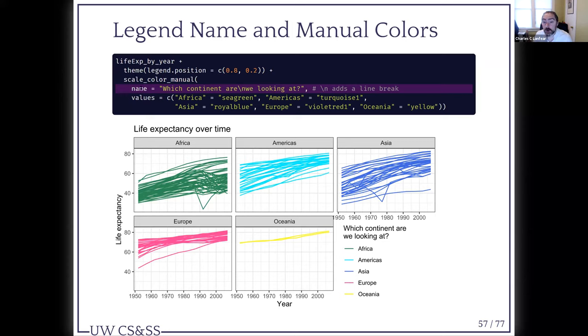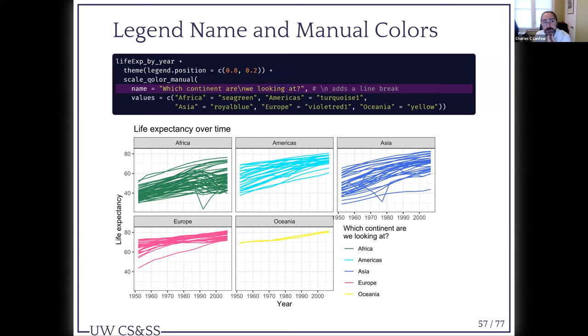In scales, you can also change the name displayed on the legend. I said the name of the legend should be "which continent are we looking at", which generates that as the name of the legend. Backslash n here is a line break. So it says "which continent are" on the first line, line break, "we looking at" there. It's a way to add in line breaks in things like that.